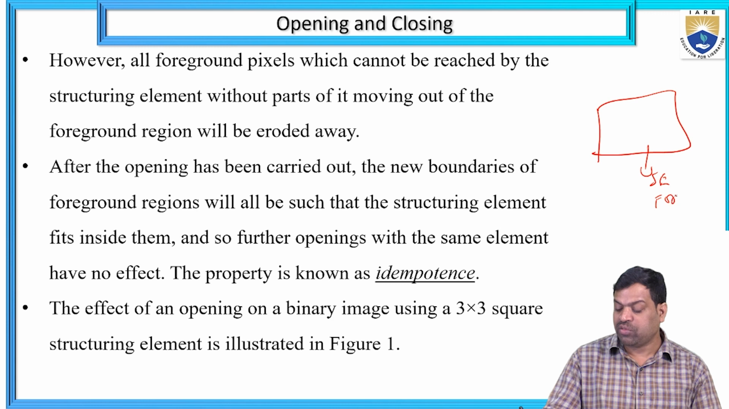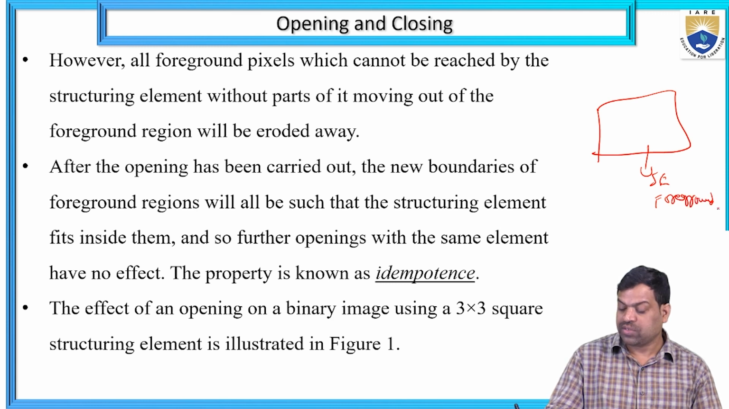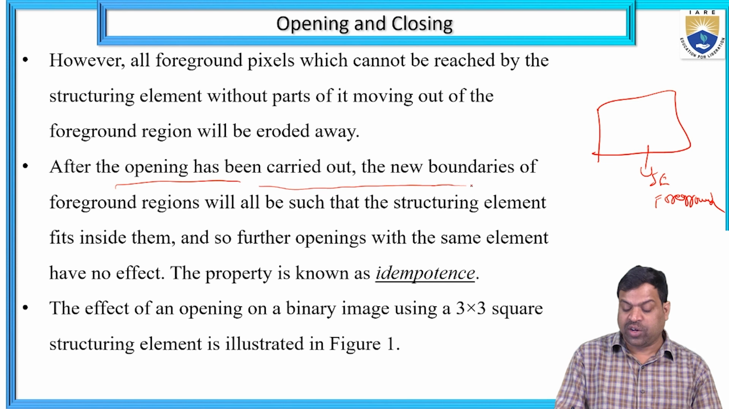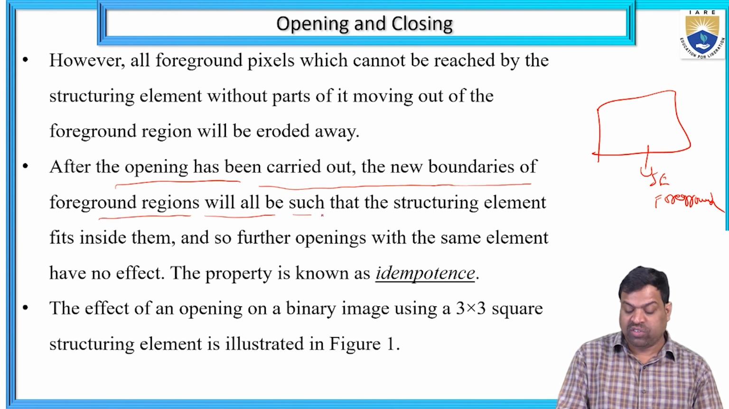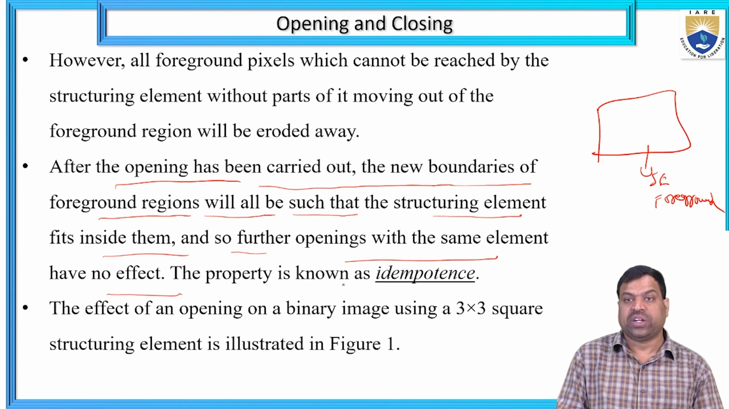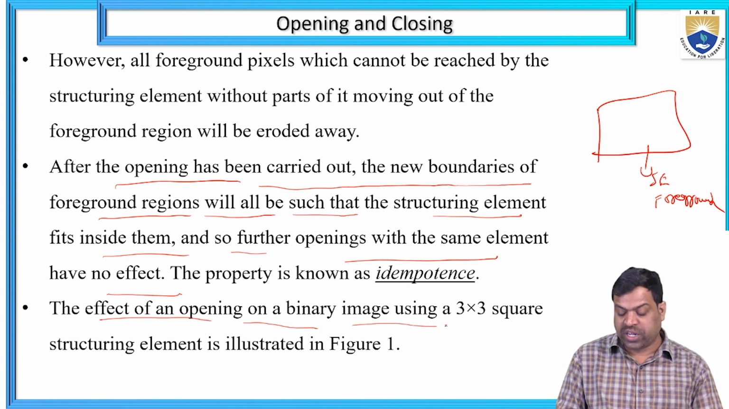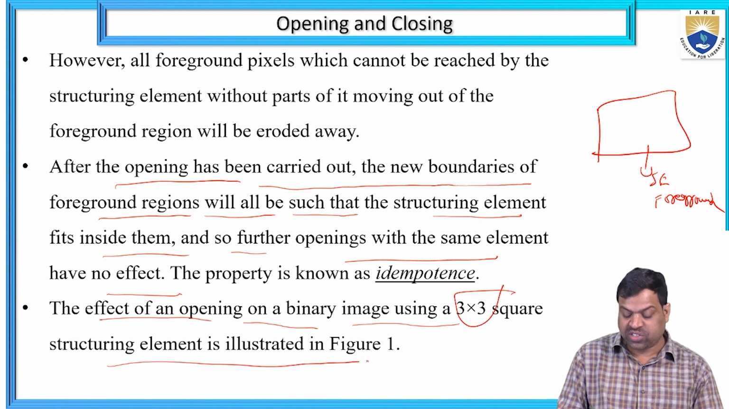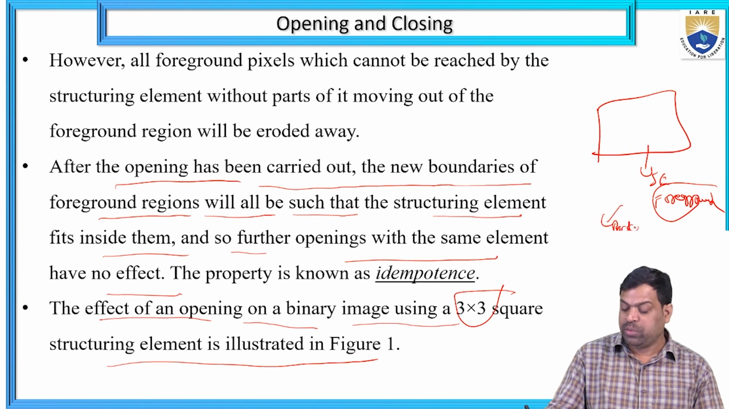Okay, I'm taking the foreground here. This opening has been carried out. The new boundaries of foreground regions will all be such that the structuring element fits inside them, and further opening with the same element has no effect. This is known as idempotence. The effect of an opening on a binary image with a 3 by 3 square structuring element is illustrated. So whether I'm going for the foreground or background depends on whether I want to change the foreground or background. It will depend on your closing or opening.